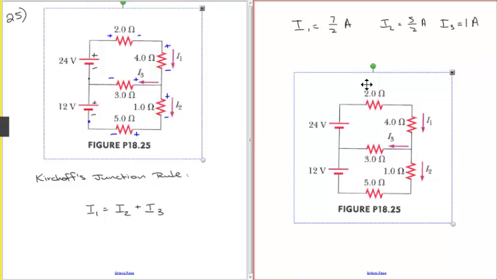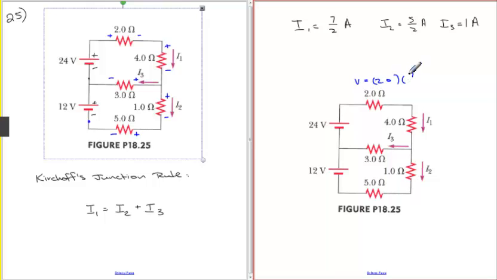I'll do the voltages in blue. The voltage drop across this, so delta V, is just going to be equal to 2 ohms times I1, which is 7.5 amps. So what I get is 7 volts. This resistor, the voltage drop is going to be 4 ohms times 7.5 amps. And so that gives me 14 volts, because 4 divided by 2 is 2, 2 times 7 is 14.